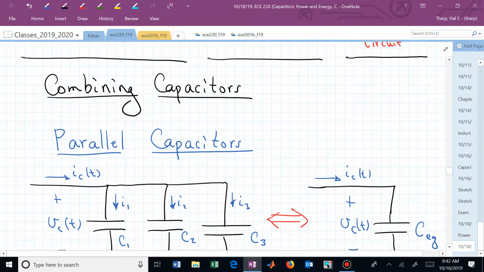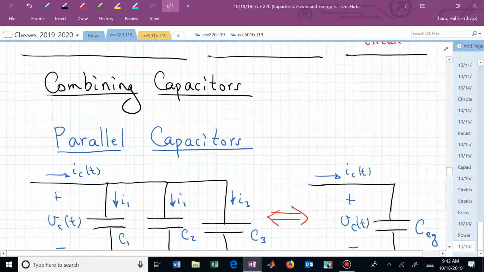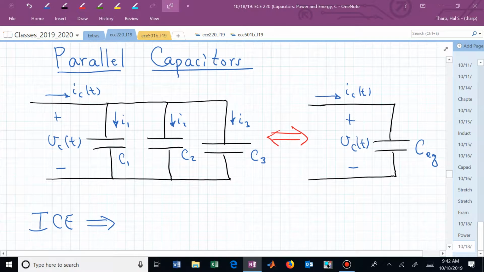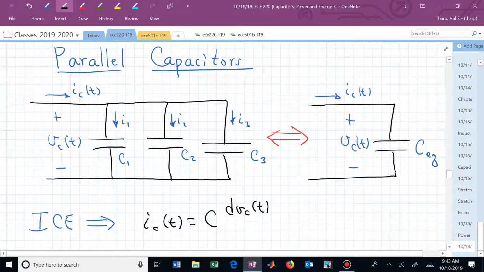Let's now combine these capacitors. Parallel combinations. We're starting with that because that's the more straightforward. This is now the dual. These are going to have dual functional expressions versus what happened with the inductors and resistors. ICE now tells us that we have I sub c of t is equal to c dv sub c dt.